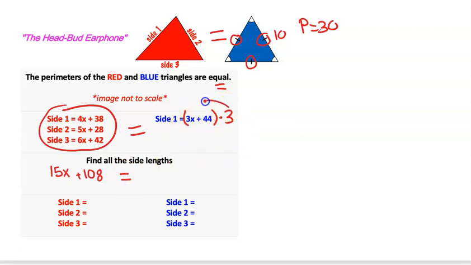So 3 times 3x would be a 9x. And then 44 times 3 is a number, and that number is 132.